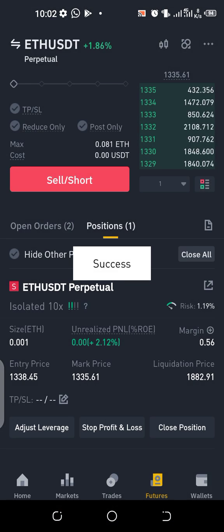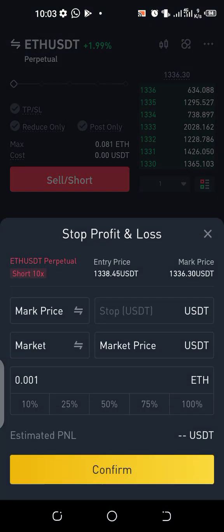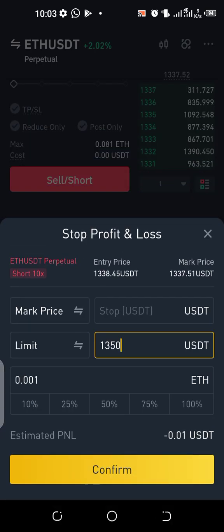Confirm. So that means if the price drops to 1305, an order will be created to buy Ethereum at 1300, and if it drops to that price, it will buy, and that trade will be closed in profit. On the other hand, I can place a stop loss by placing a limit order at a higher level than where I entered, in case it rises to, for example, 1350, and I don't want it to go beyond that so that I do not lose too much funds.